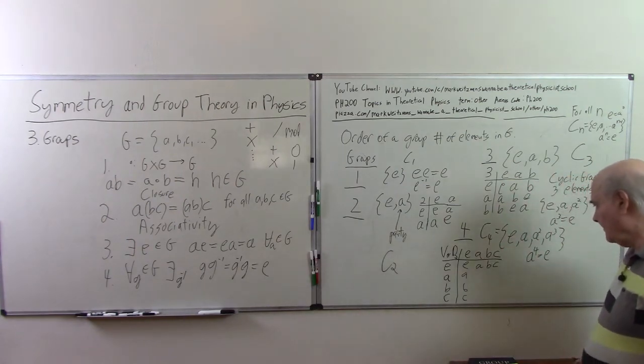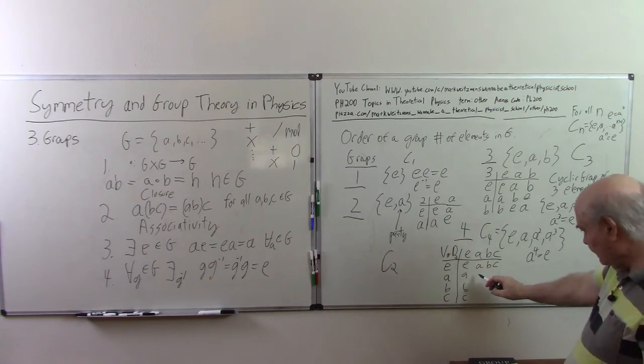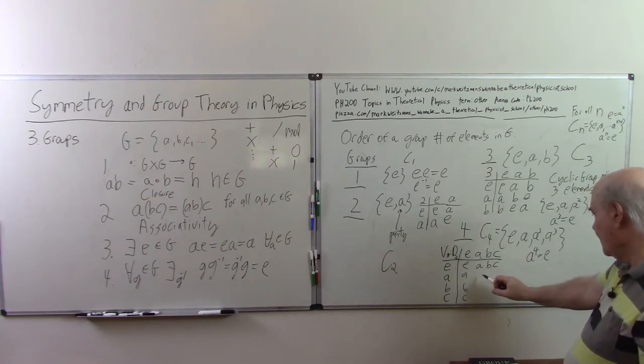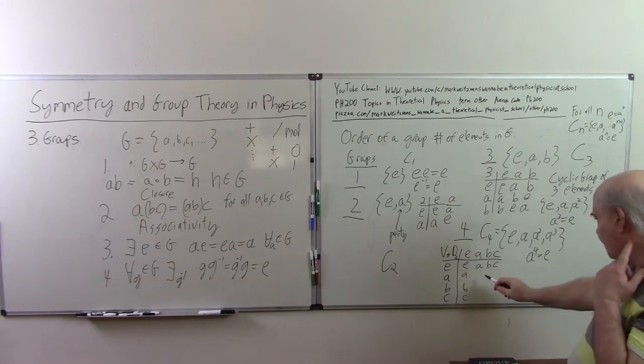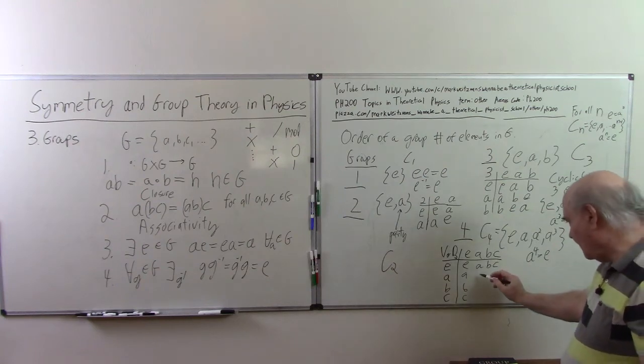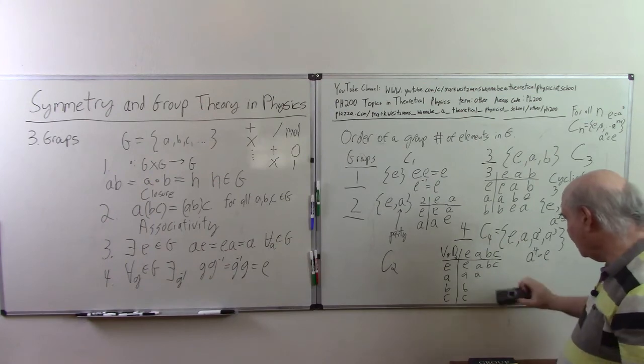Okay, so let's work on this element. So there's several possibilities here. Offhand, we could say it could be E, A, B, or C. It can't be A because of the column and row restriction. It's got to be E, B, or C.